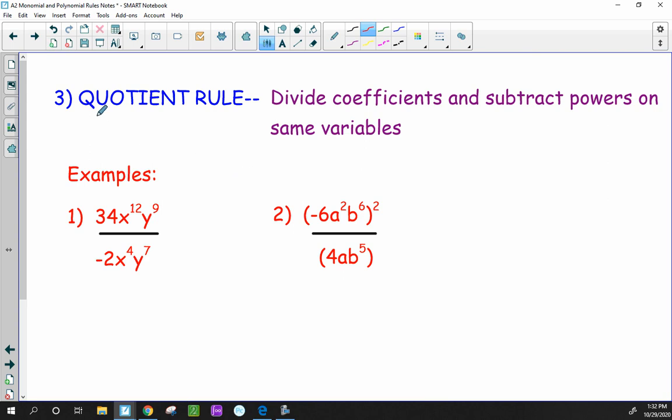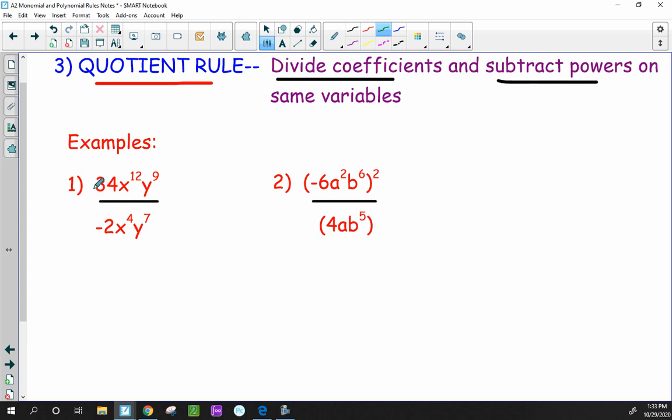Third rule today is quotient rule. Quotient rule, quotient means divide. So in other words, if I see a monomial divided by a monomial, the rule says for me to divide the coefficients and subtract the powers as long as it's the same variable, same base.